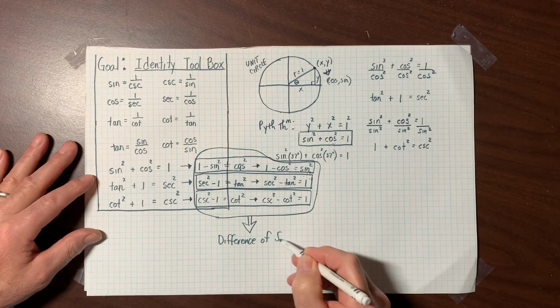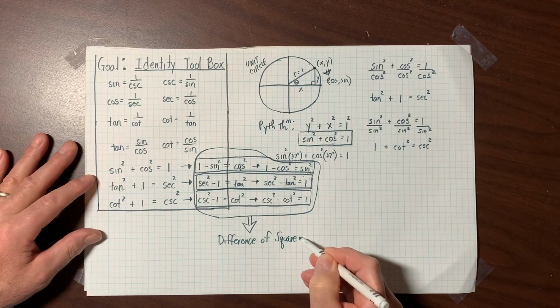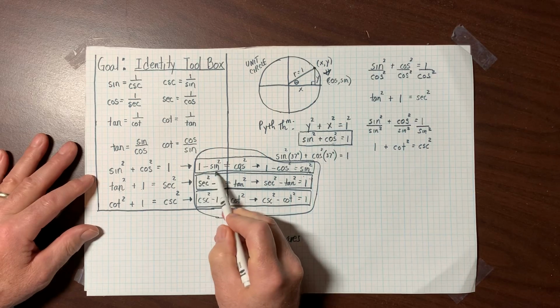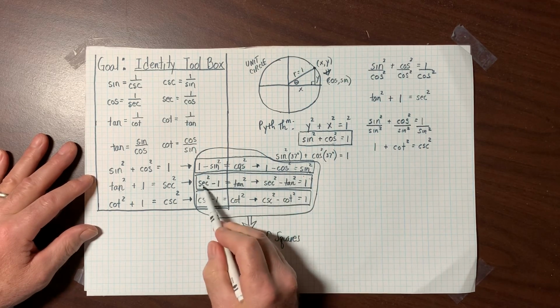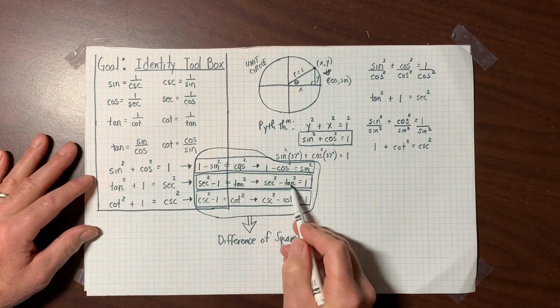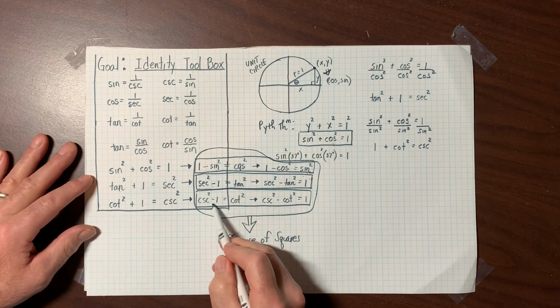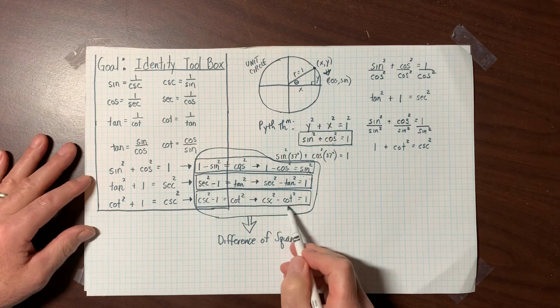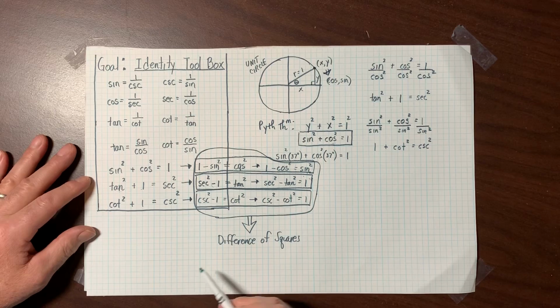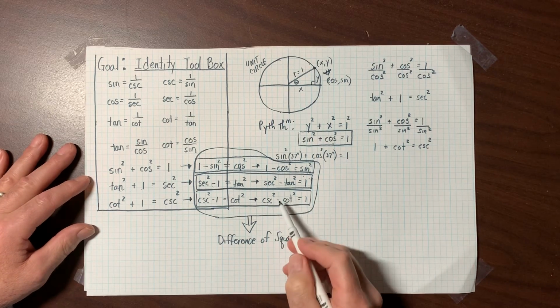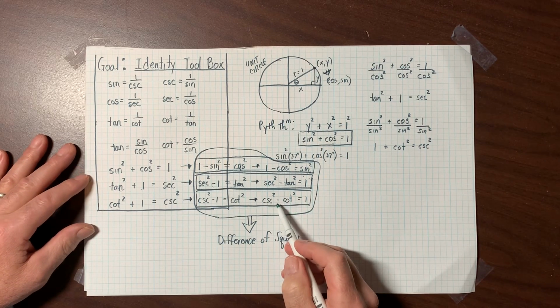Difference of squares. 1 minus sine squared. 1 minus cosine squared. Secant squared minus 1. Secant squared minus tangent squared. Cosecant squared minus 1 and cosecant squared minus cotangent squared are all difference of squares. And you know that difference of squares factor into conjugates.